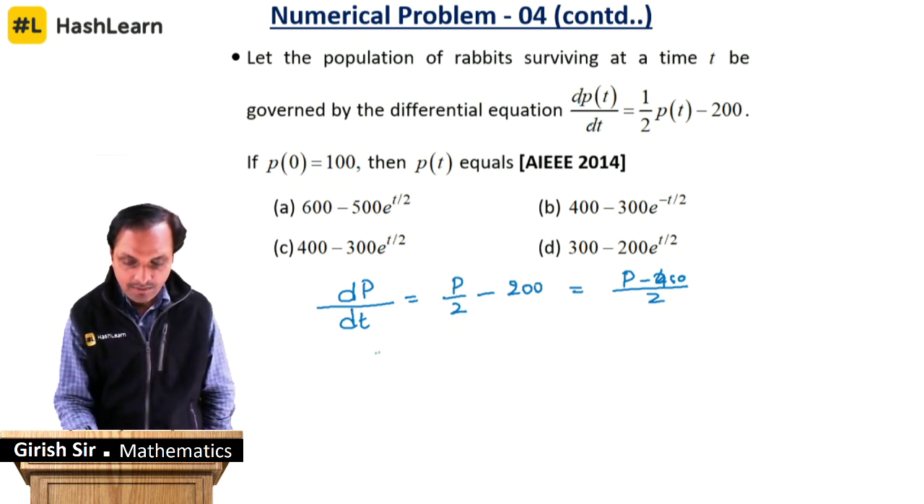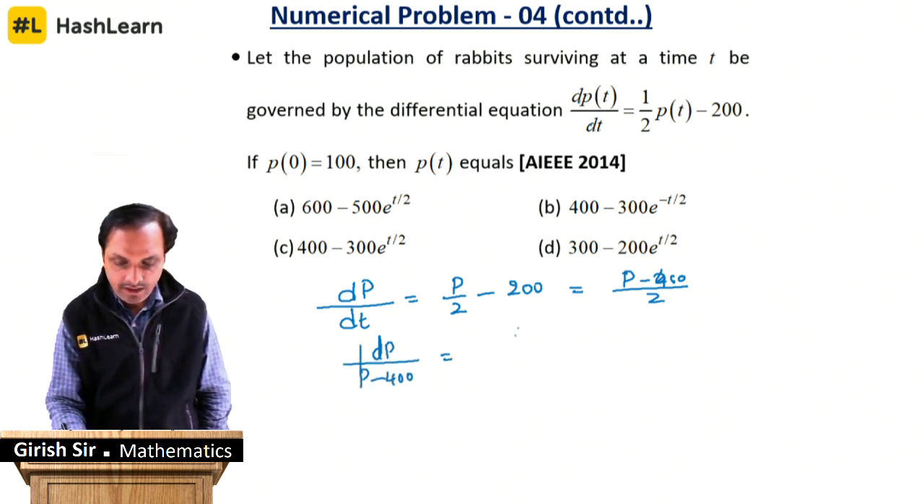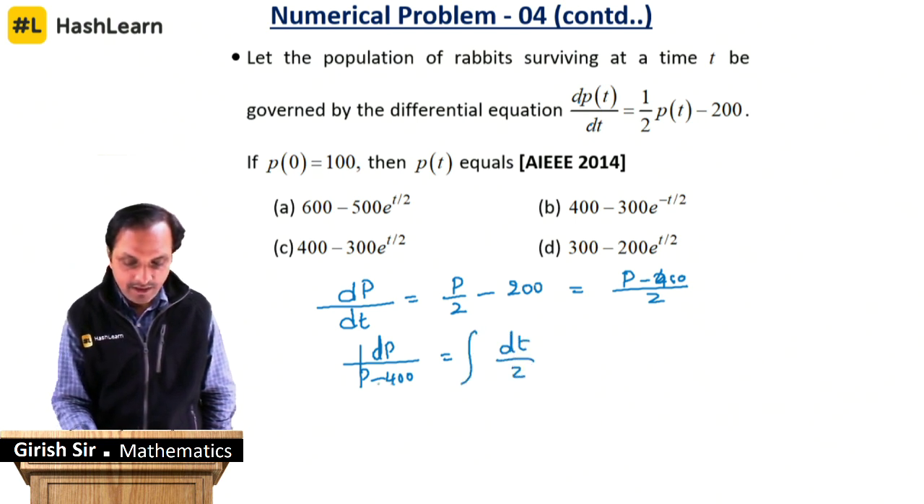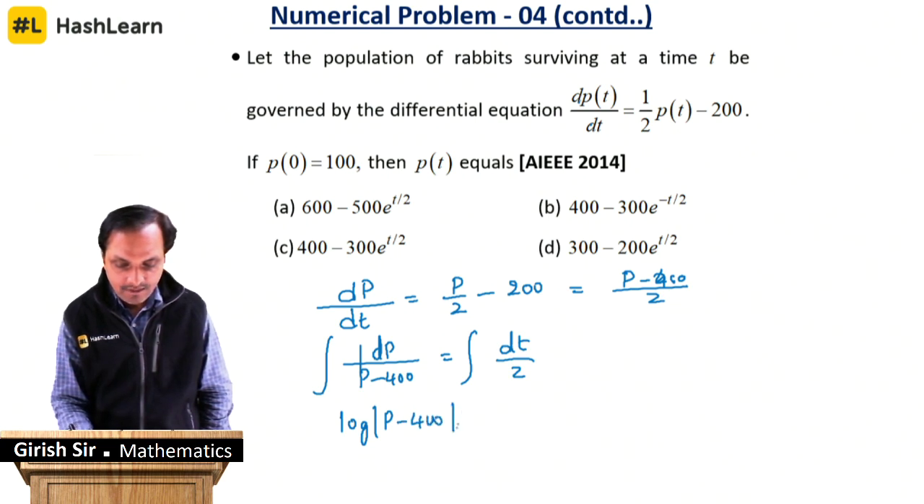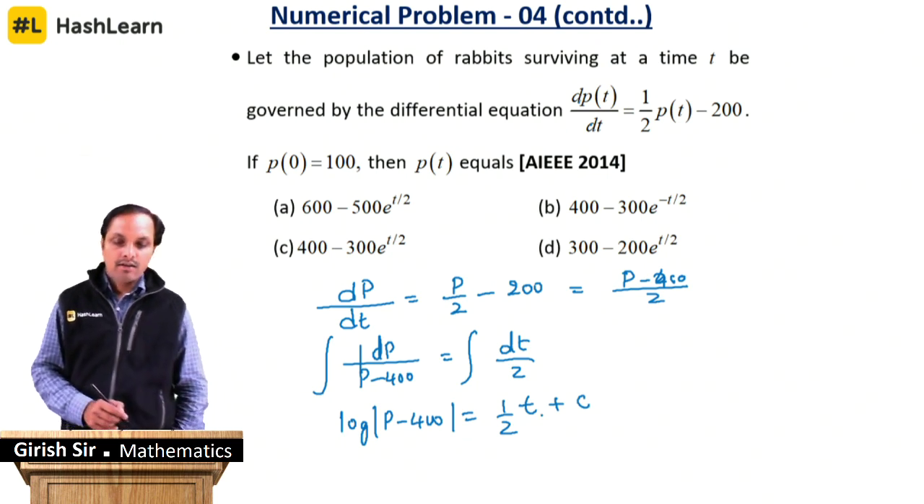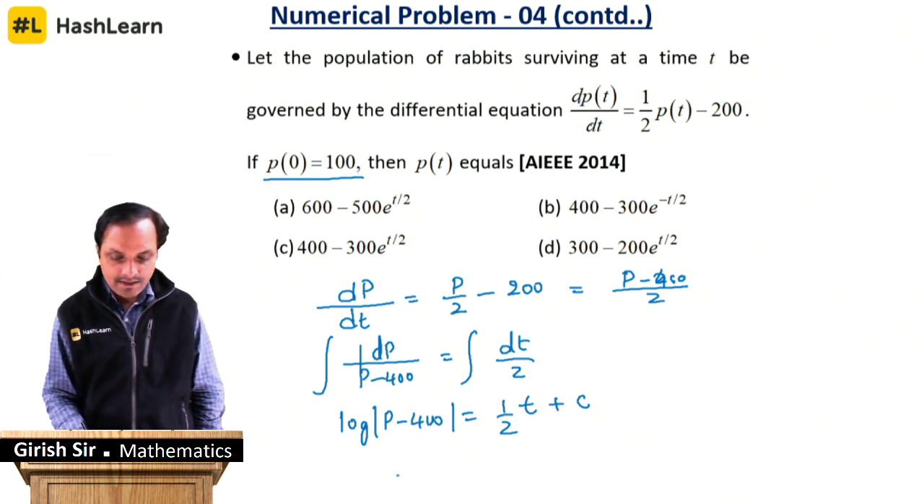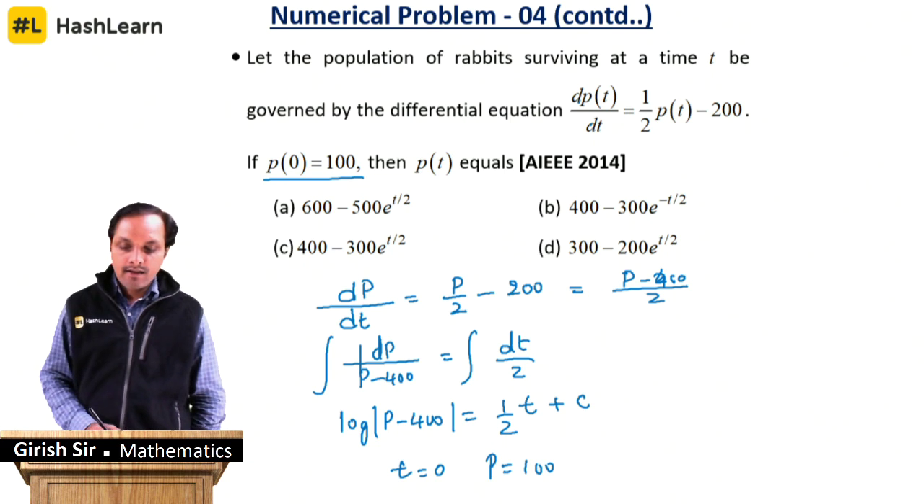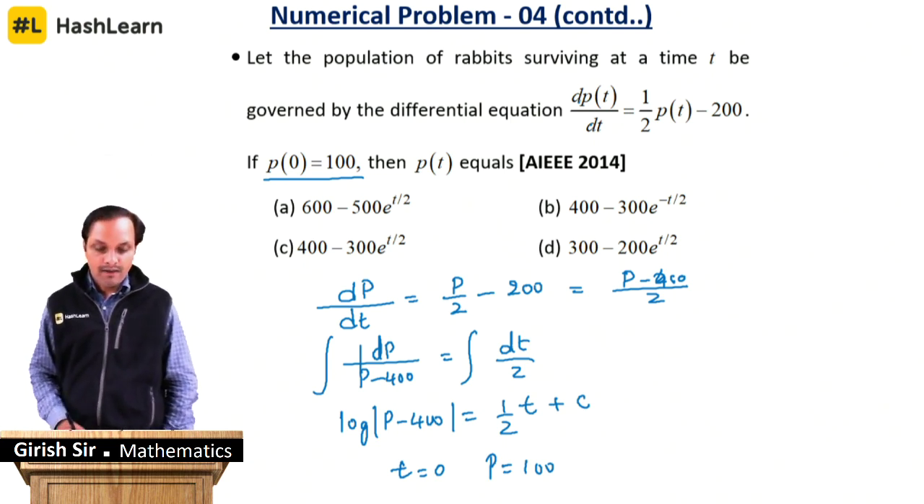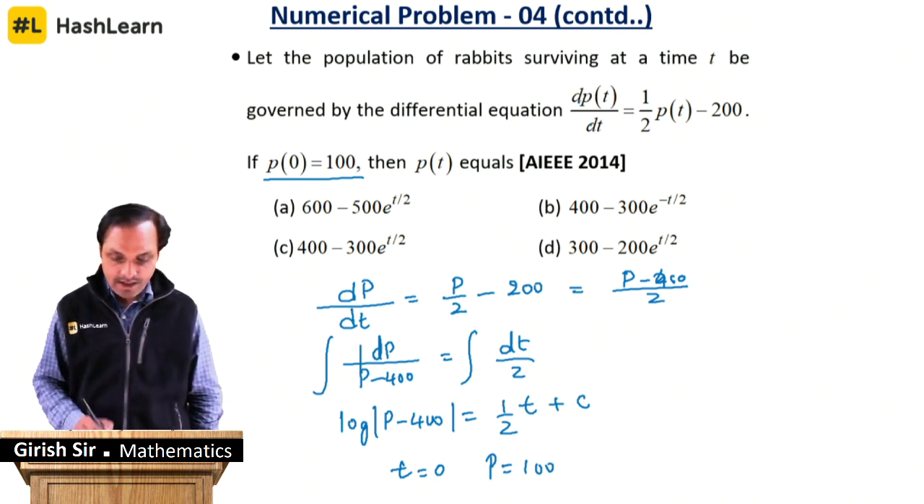तो इसको ऐसे शिफ्ट किए तो ये हो जाएगा dp by p minus 400 is equal to dt divided by 2. तो इसको हम इंटीग्रेट करेंगे. दिस विल बिकम log ऑफ p minus 400 half integration of that is t plus constant c. यहाँ पे p of t is given as 100. यहाँ पे t को 0 लेना है और p को 100 लेना है. We need to take t as 0 and p as 100. तो ये क्या हो जाएगा यहाँ पे?